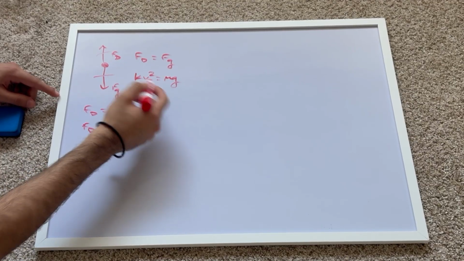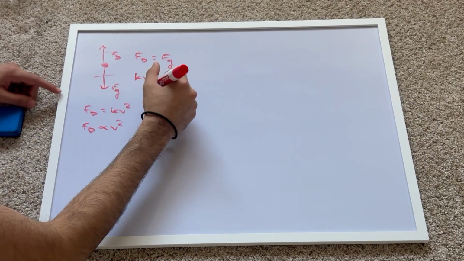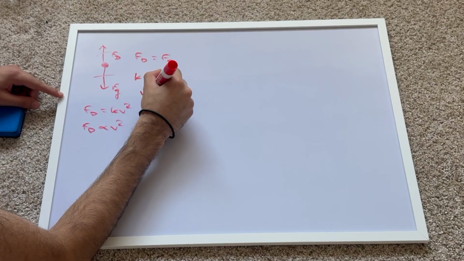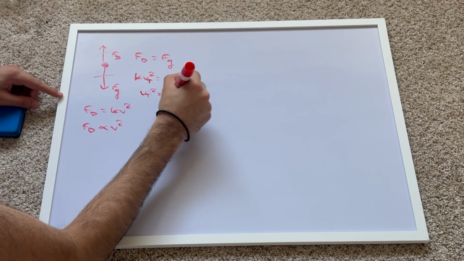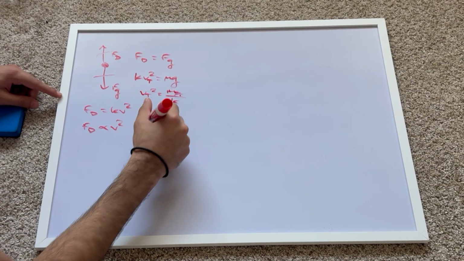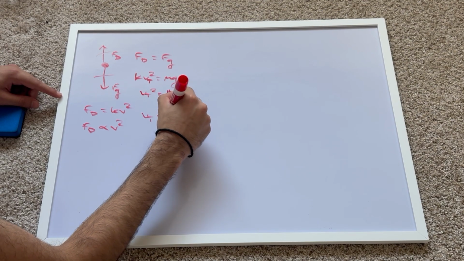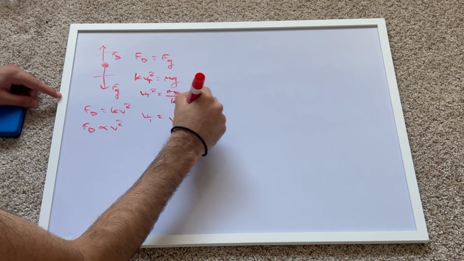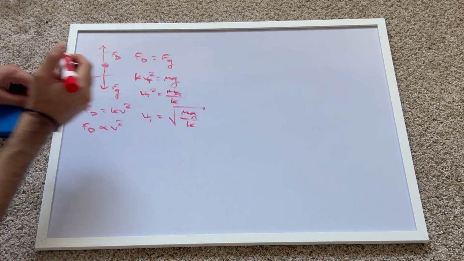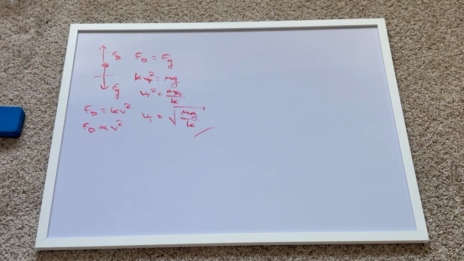So very simple equation we have to solve. Divide through by k, we'll get that vt squared is equal to mg over k, and take the square root of both sides. We'll get vt is equal to the square root of mg over k. And that is the formula for terminal velocity. So simple formula, really simple calculation.